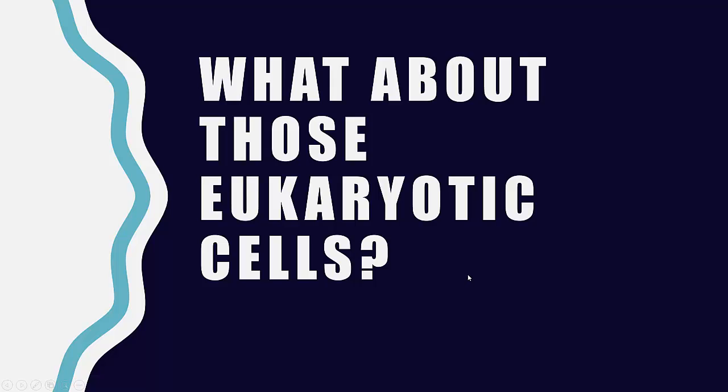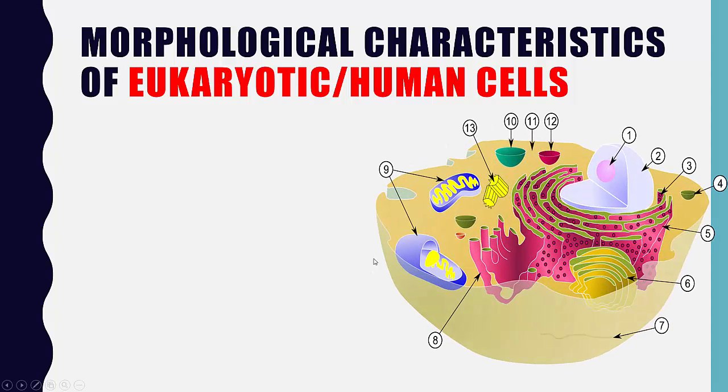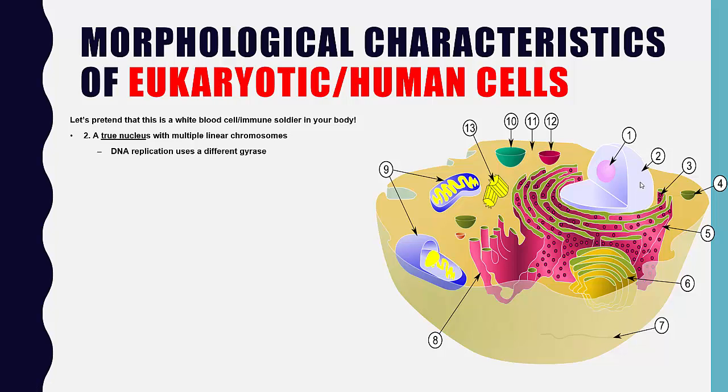What about those eukaryotic cells, you ask? Okay, well, keep in mind, eukaryotic human cells, they're going to be different. Here's our white blood cell, our neutrophil. Let's blow this up a little bit. Okay, let's pretend this is our white blood cell, our immune cell in a body. Remember, there's a true nucleus here. You have multiple linear chromosomes. Just so number 2, right, is our true nucleus. Try to imagine the linear chromosomes.